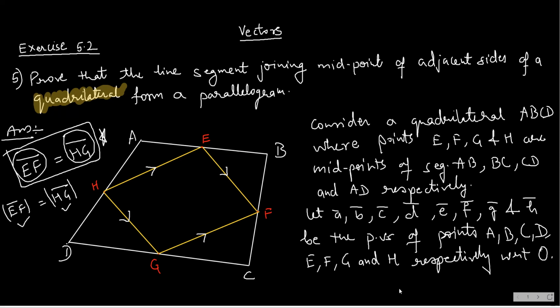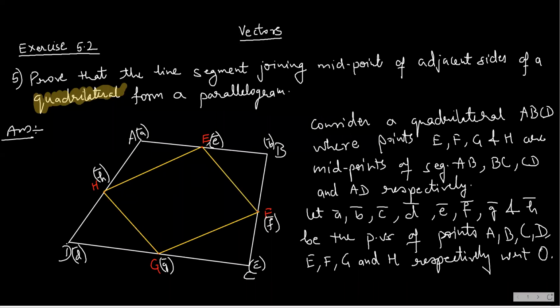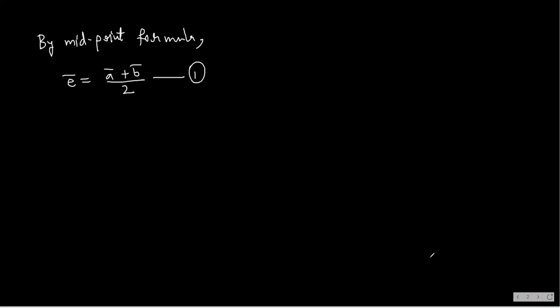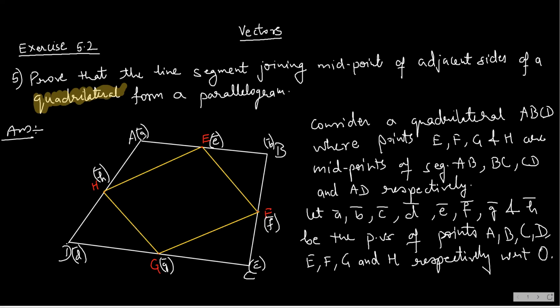Okay, so we will start with the proof now. I will apply the midpoint formula for point E. Now E is midpoint of AB. So I'll be writing here by midpoint formula, E bar equals A bar plus B bar upon 2. See, E is midpoint of AB, so E bar is A bar plus B bar by 2.